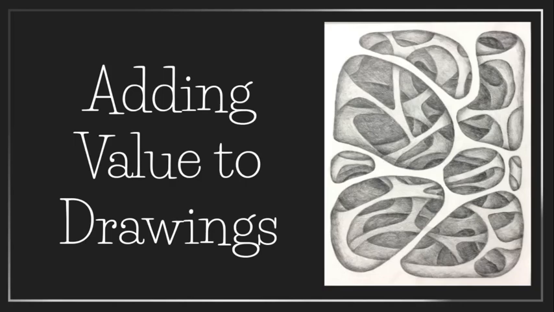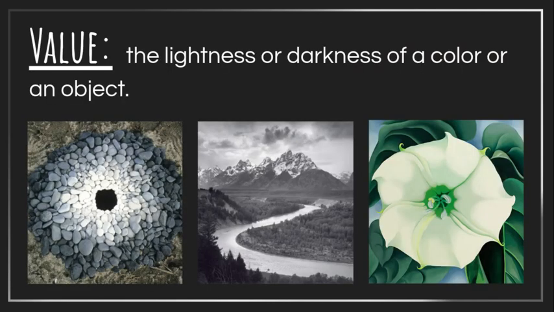Hey, art nerds, we are going to be talking about using value and adding value to your drawings. Now, value is essentially the lightness or darkness of a color or an object, okay? You've all probably used a pencil before, and if you press harder on the pencil, your line is darker, and if you press really lightly on your pencil, it's lighter, okay?